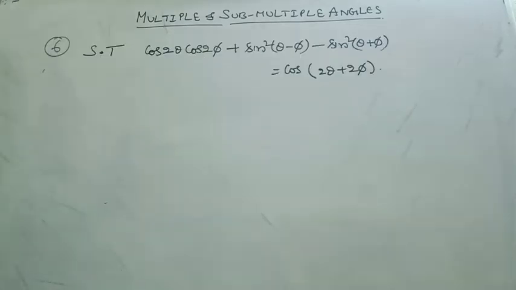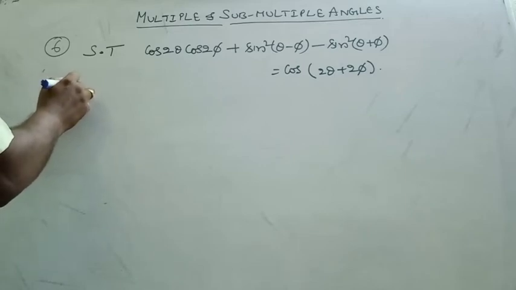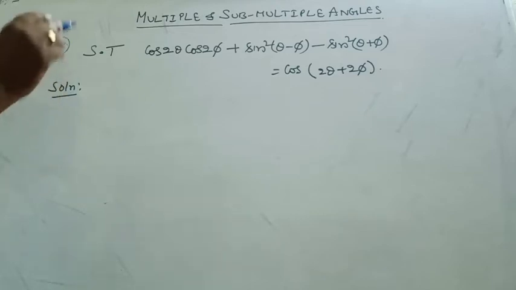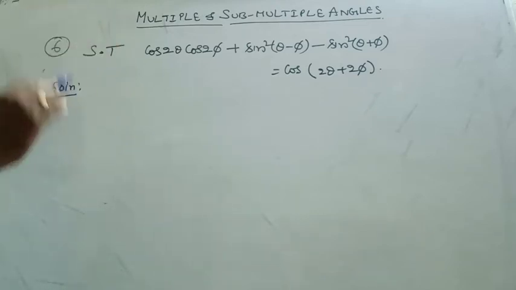Now this sixth problem, my dear students, what we require to prove is that cos 2 theta into cos 2 pi plus sin square of (theta minus pi) minus sin square of (theta plus pi) is equal to cos of (2 theta plus 2 pi). This is what we require to prove, my dear students. How are we going to do it?